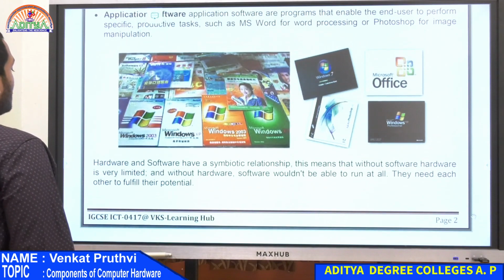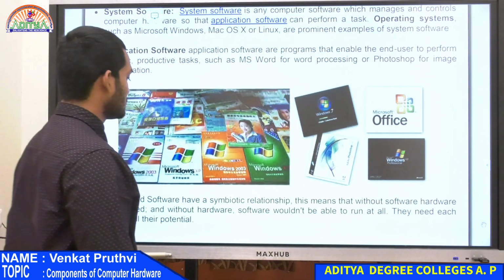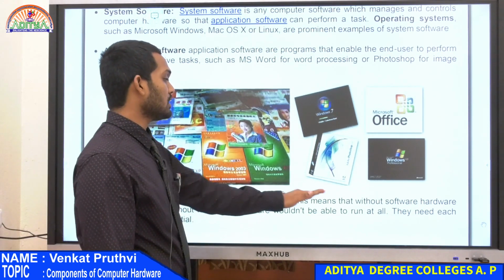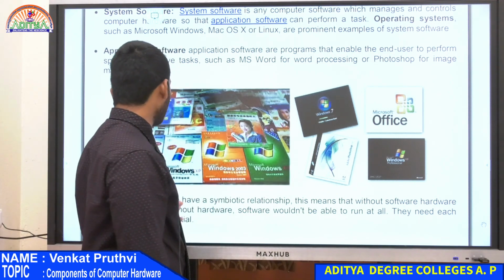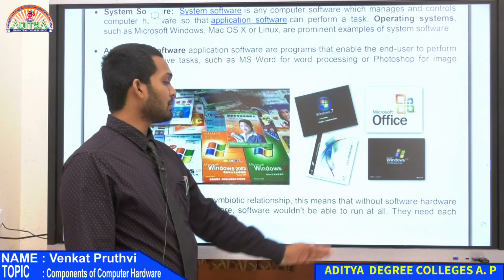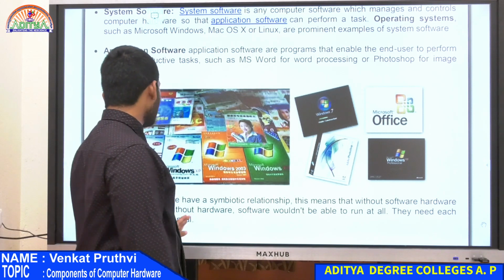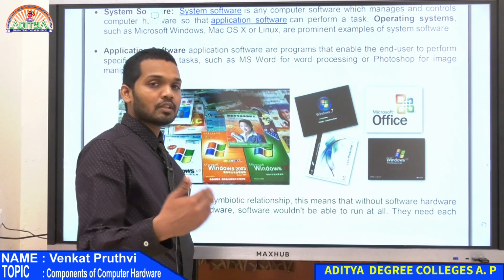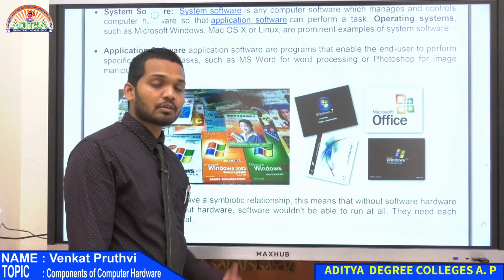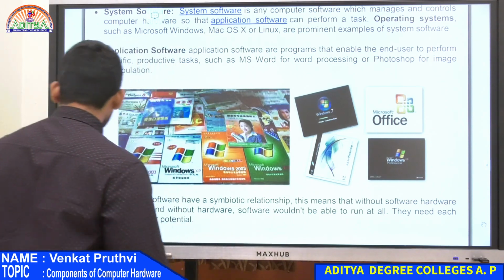So the hardware and software have a symbiotic relationship. This means that without software, hardware is very limited, and without hardware, software wouldn't be able to run at all. They need each other to fulfill their potential. So without one, the other will not be efficient in performing the operations that are required.